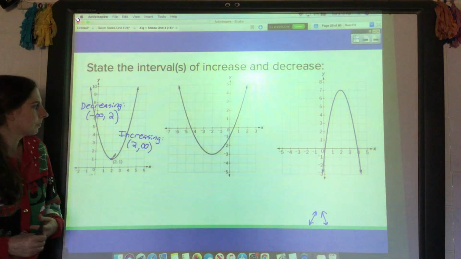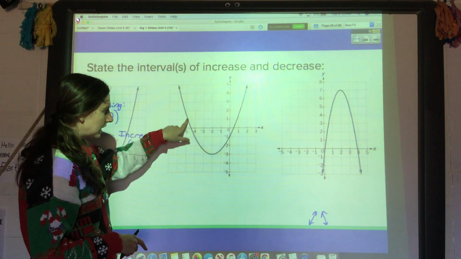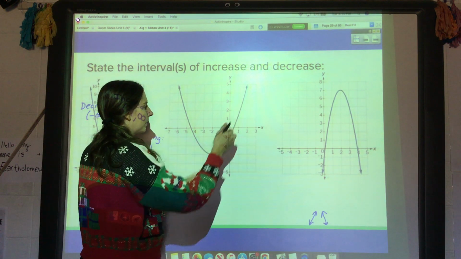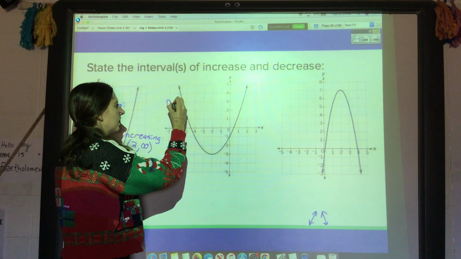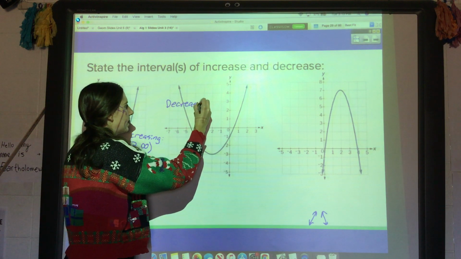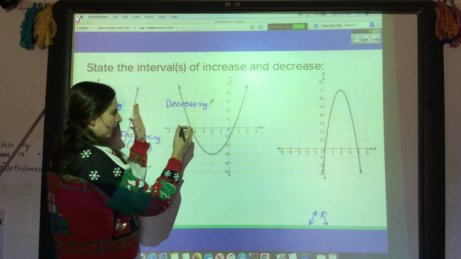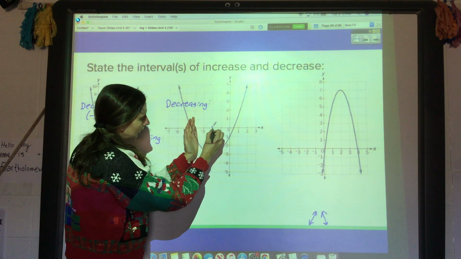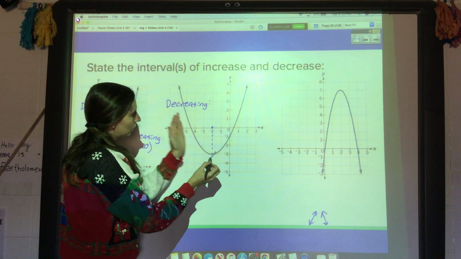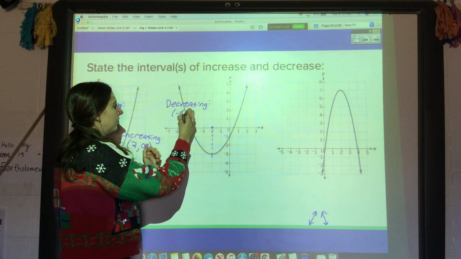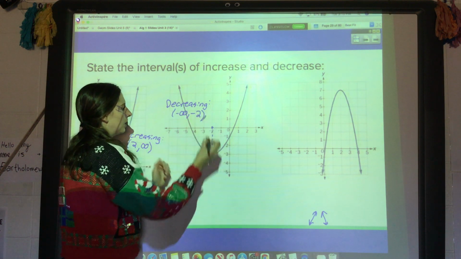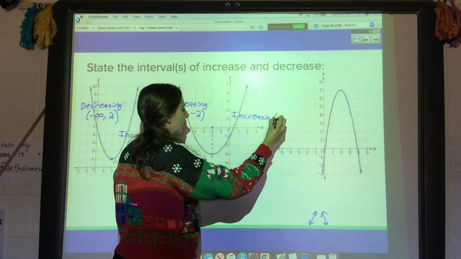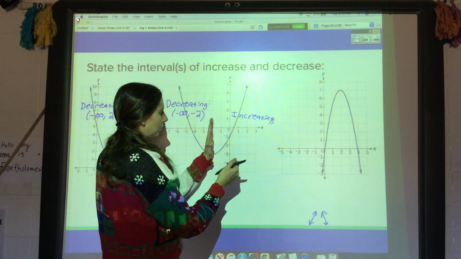Let's try another one. This one again starts off as decreasing until that vertex point, then it's increasing. And again, we use the x coordinates to talk about these. So it's decreasing from negative infinity up until here, which is an x coordinate of negative 2. So from negative infinity to negative 2. Then it's increasing from negative 2 to infinity.